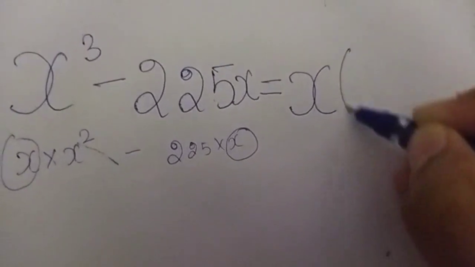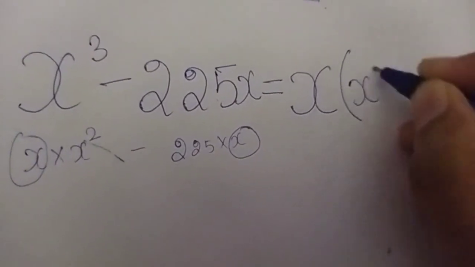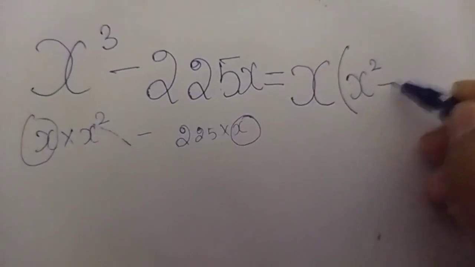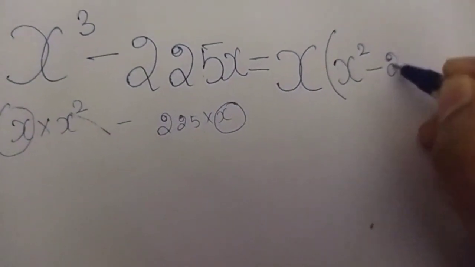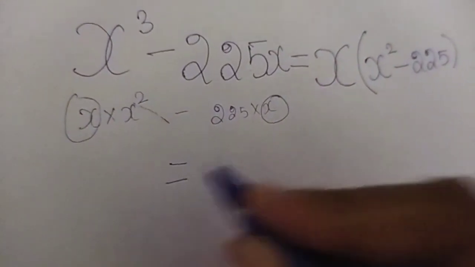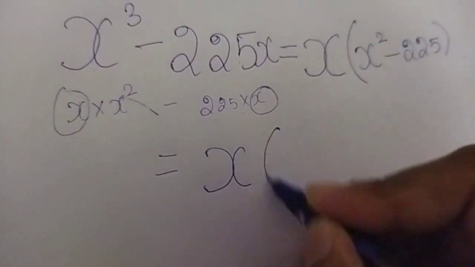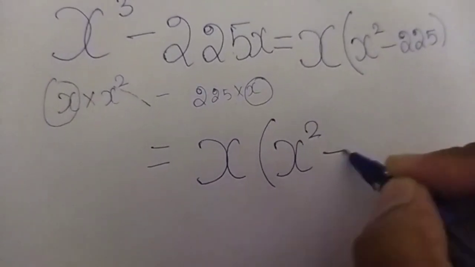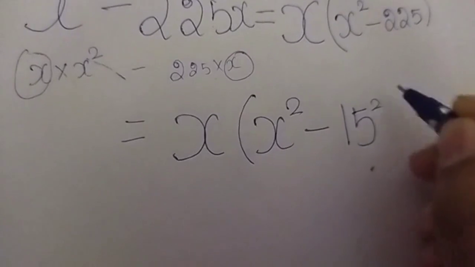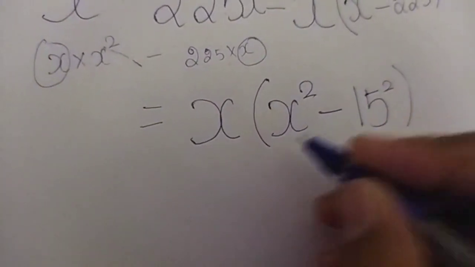If I take out x, I get x square. Here we have taken x. So the remaining factor is x square minus here we get 225. This can be rewritten as x into x square minus 225, which can be written as 15 square, because 15 square is 225.